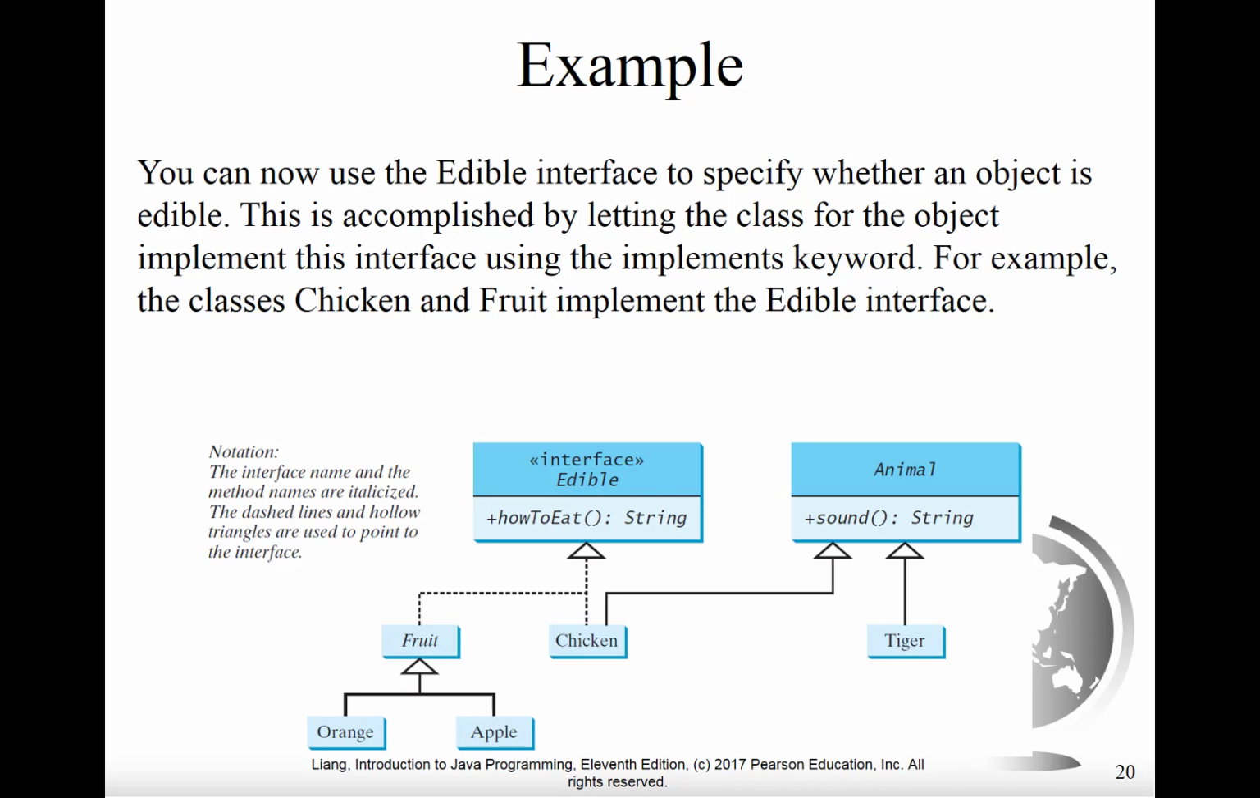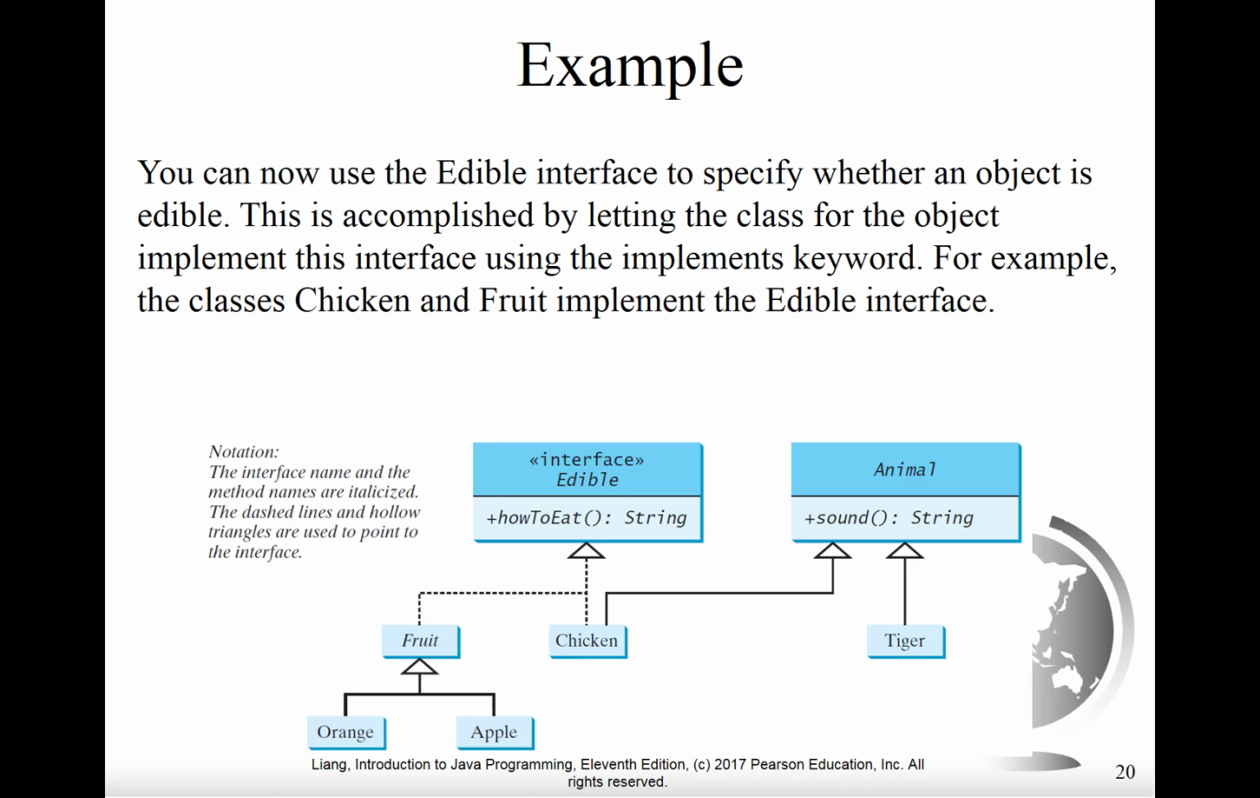So here we would say fruit implements the edible interface, and we would say chicken implements the edible interface. All of those solid lines that you see represent inheritance or extension. So in other words, we could say orange inherits from fruit, or we could say orange extends fruit, and likewise apple inherits from fruit, chicken inherits from animal, and tiger inherits from animal.